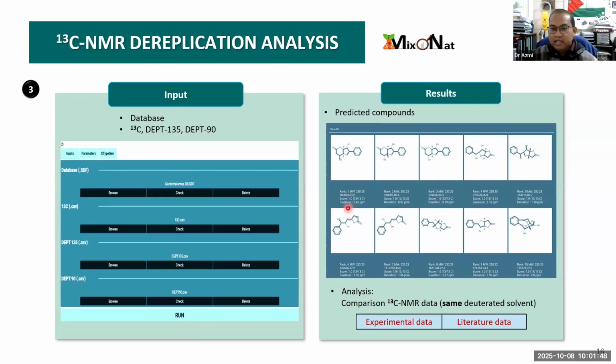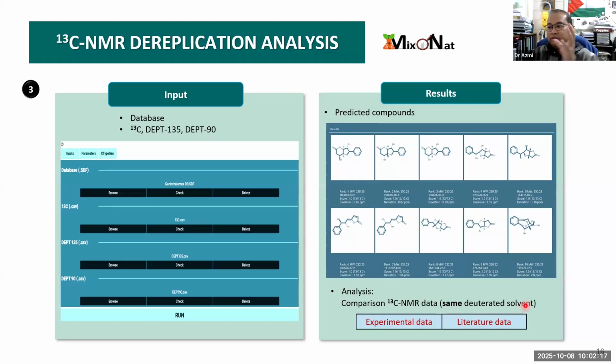If we look clearly, the score reflects the accuracy of the prediction of the compound. For example, if we see this is 1, this means 100% confirmed. In this case, most of the compounds are 100% confirmed. But we still have to do the classical analysis, where we compare with carbon 13 data, experimental and literature, with the same deuterated solvents.